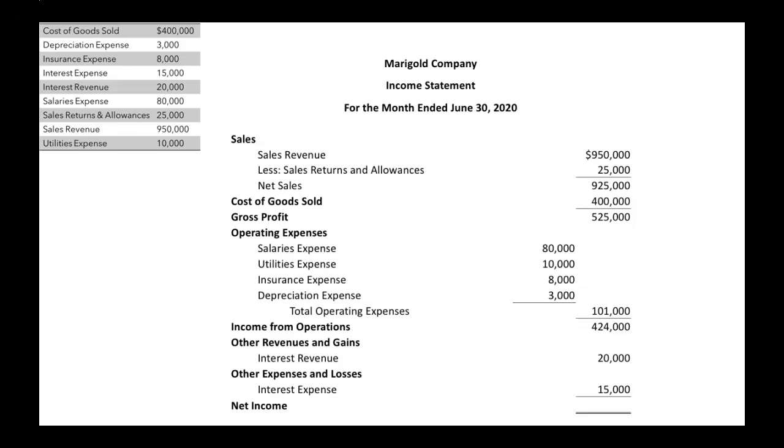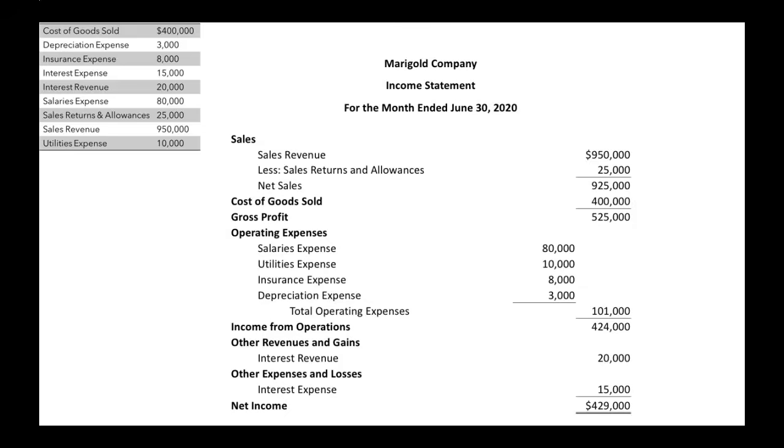So we take a look back at our income from operations. We're sitting at $424,000 right now. Revenue would make your income increase, so we'll add in our interest revenue. And then expenses make your income decrease, right? So we'll subtract our interest expense. And then we'll be able to figure out our net income. So if we take $424,000 and add in our interest revenue of $20,000 and subtract out our interest expense of $15,000, we are given a net income of $429,000. So that's a multi-step income statement.